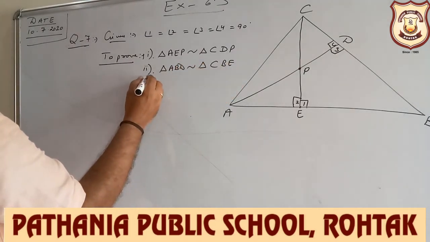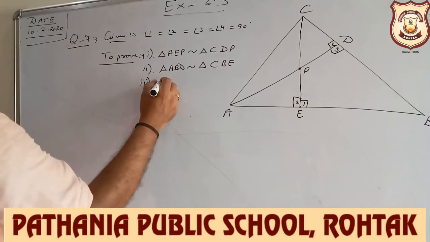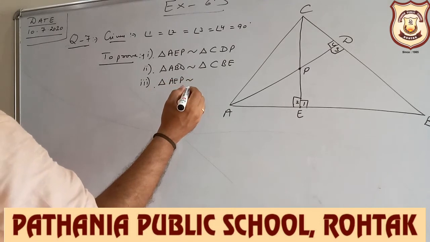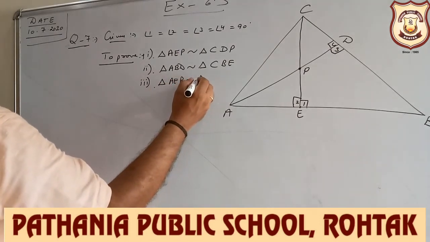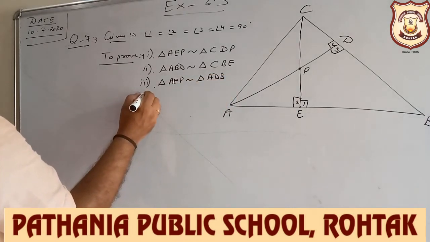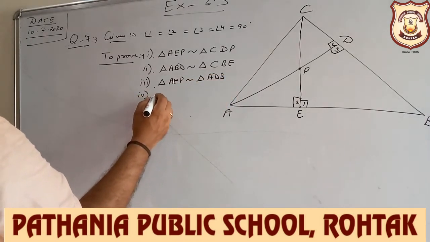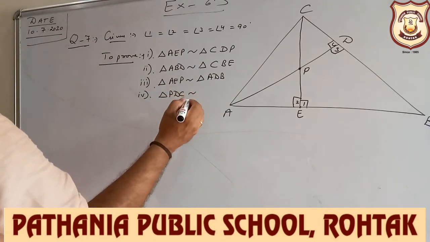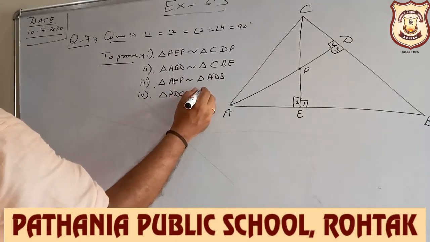Third part, triangle AEP similar to triangle ADB. Then fourth part, triangle PDC similar to triangle BEC.